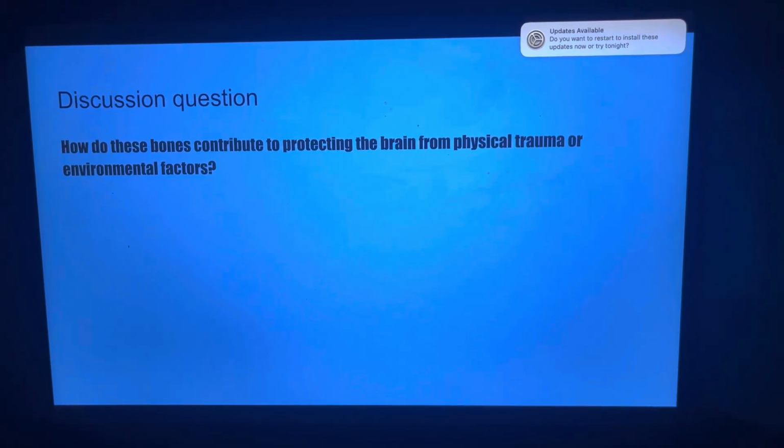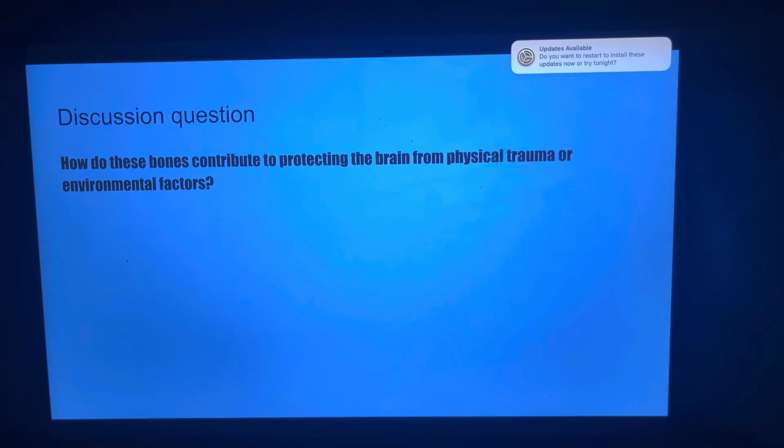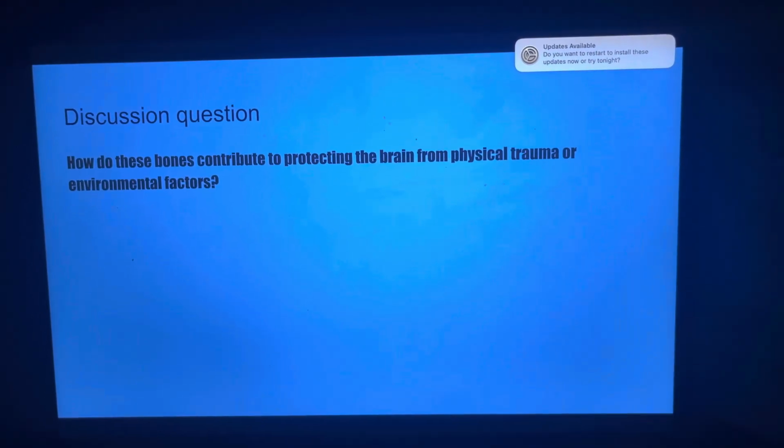So my discussion question is, how do these bones contribute to protecting the brain from physical or environmental factors or trauma?